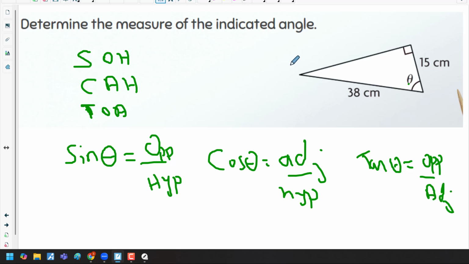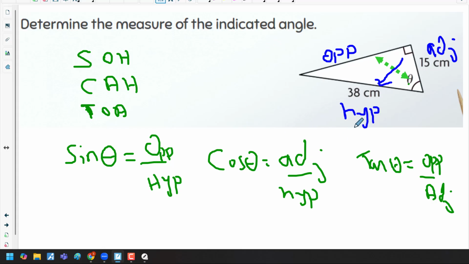You need to know how to label your triangle. So the very first thing that you should do is label the side that's opposite the angle you're looking to find. This is opposite. Then you should label the hypotenuse. It doesn't really matter which one you label first, whichever one is easier for you. And the final one is adjacent. So you have your opposite side, you have your hypotenuse, you have your adjacent side.